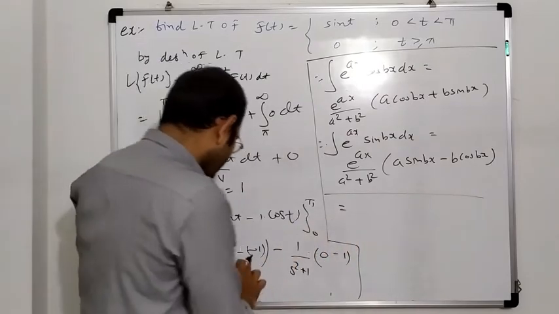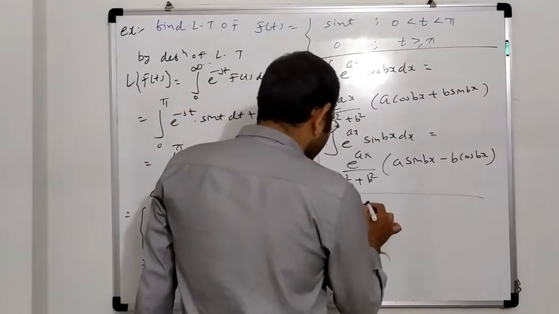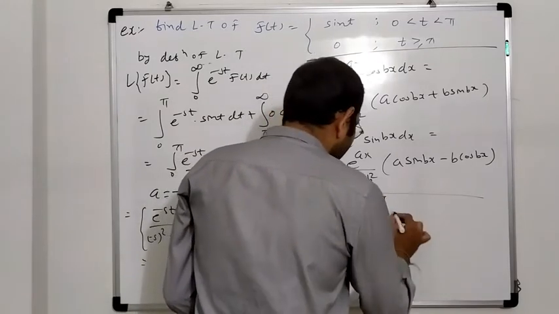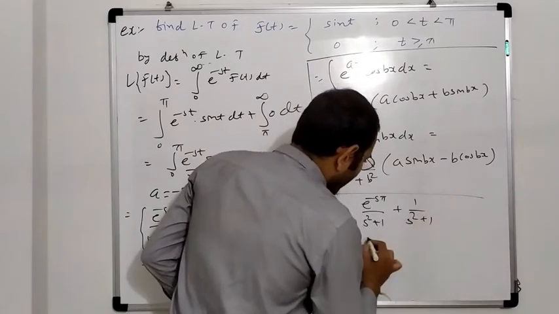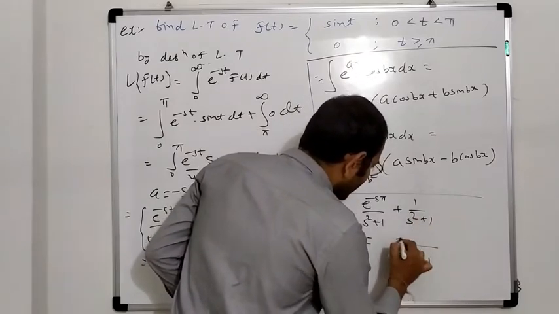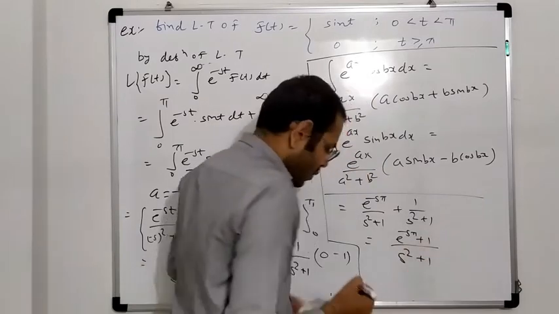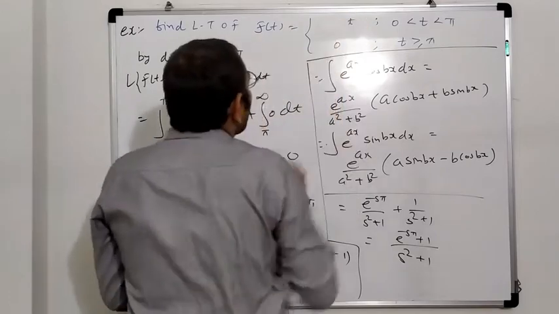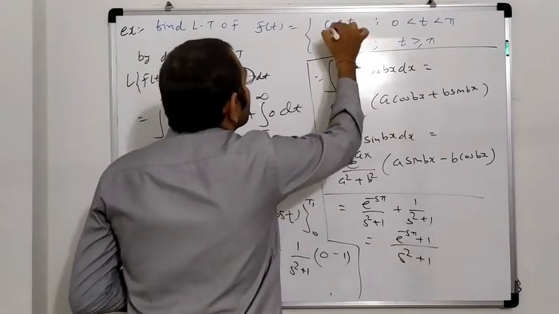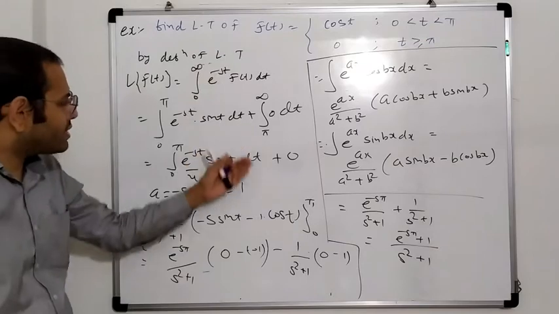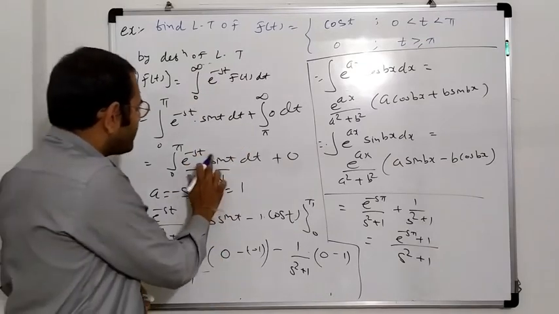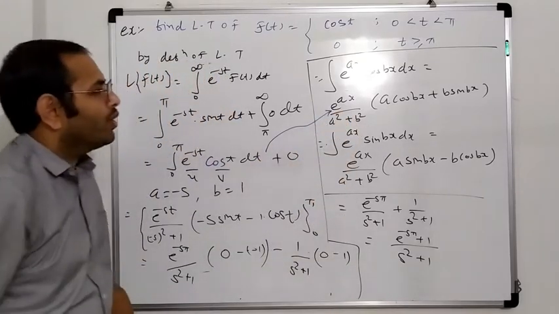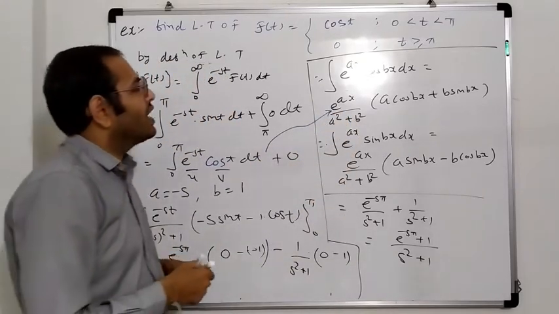Then minus 1 with minus gives plus, so e raised to minus s pi upon s square plus 1, plus 1 upon s square plus 1. The denominator is common, so we get (e raised to minus s pi plus 1) upon s square plus 1. Similarly, if here it is cos t, then at this particular position we use this formula and we get the answer.